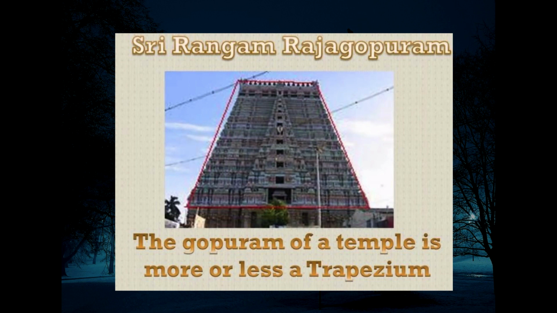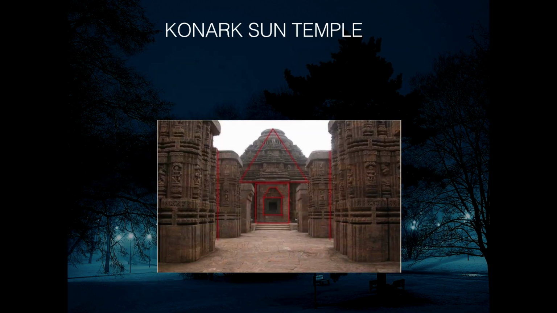So next one is the Srirangam Raja Gopuram. The Gopuram of the temple is more or less like a trapezium. A trapezoid is stronger than a rectangle. Next one is the Konark Sun Temple. If you look at this picture, you can find that there are so many geometrical shapes like triangle, trapezium, square, rectangle and lines. So there are so many geometrical shapes used.